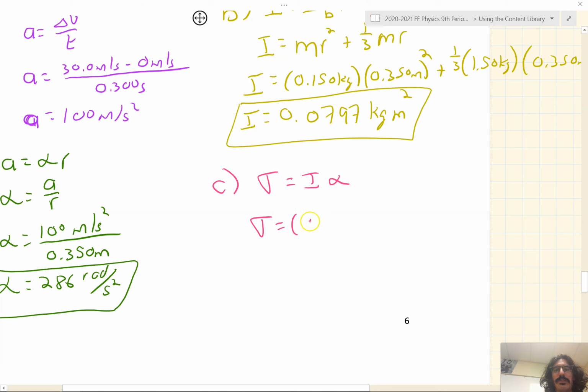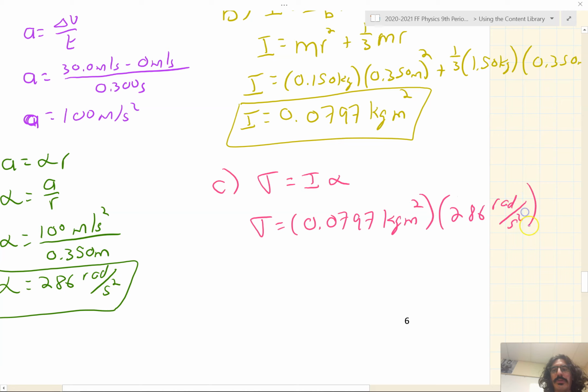Torque equals 0.0797 kilograms times meter squared times alpha, 286 radians per second squared, and we get a torque to equal 228 newtons times meters.